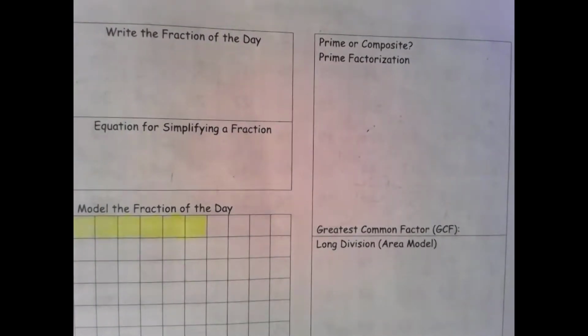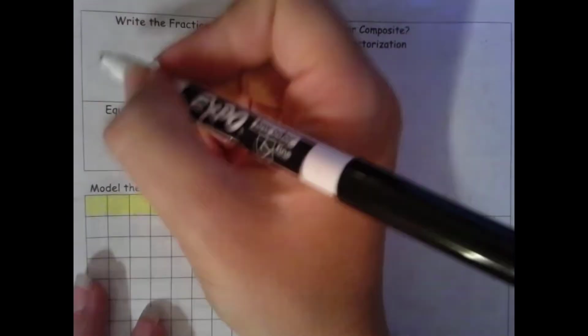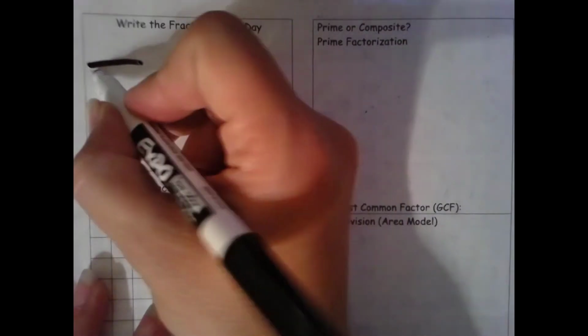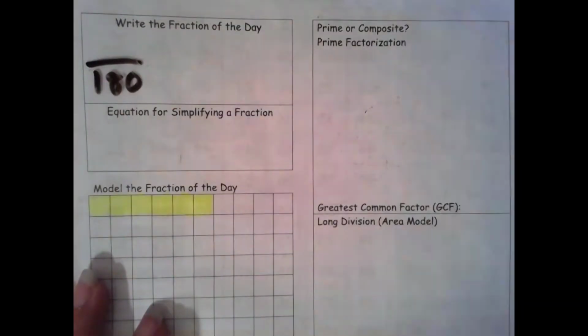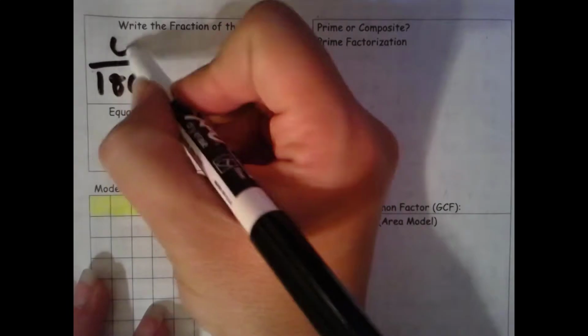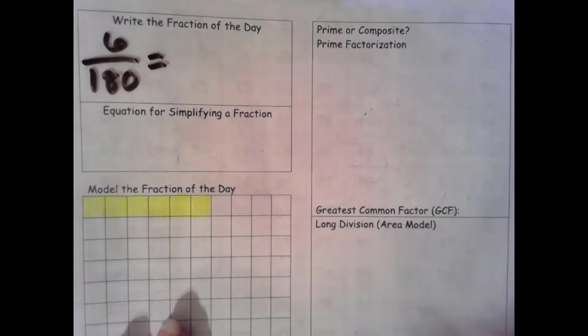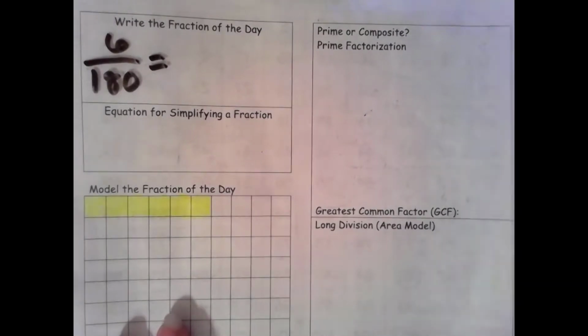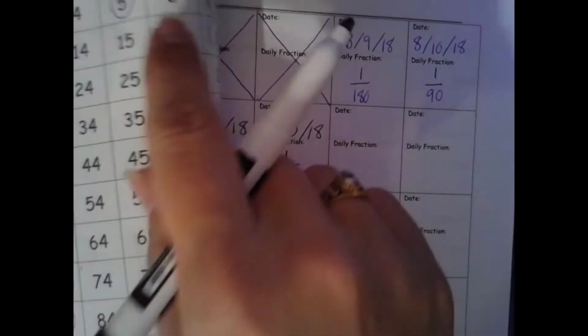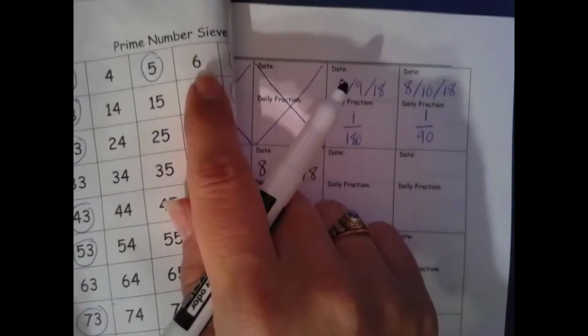Alright, and let's start with our beginning fraction. It starts with our denominator of 180, because that's how many total school days. And we are currently on day 6. So first we're going to look at that 6 and see is it prime or composite. It is not circled, so that means it is composite.